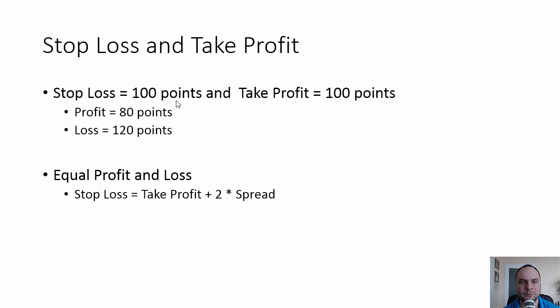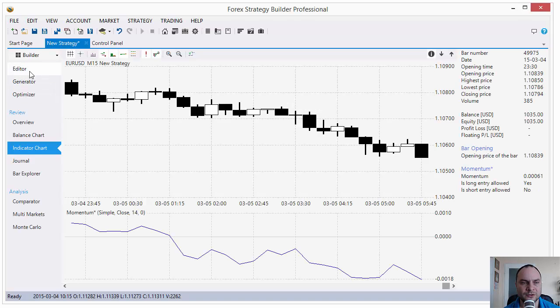If you have stop loss and take profit both set to 100 points, we will have a profit of 80 points and a loss of 100 points. It does not look too good. If you want the loss and the profit to be equal, you have to set the take profit equal to the stop loss plus 2 times the spread. Let's check that in Forex Strategy Builder Professional.